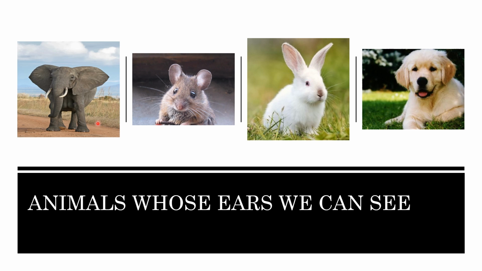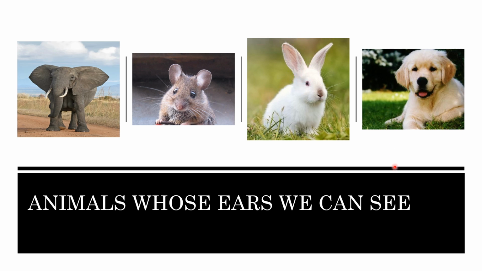As we can see in the first picture, elephant, it has very big ears like a fan. In second picture we can see mouse. It has very small ears but it can hear very soft and low sound easily. In third picture we can see a rabbit. It has very soft and leafy like ears.